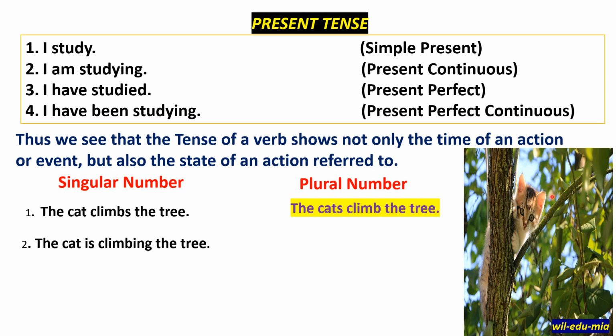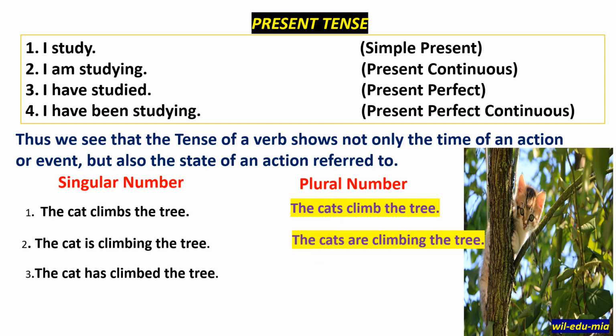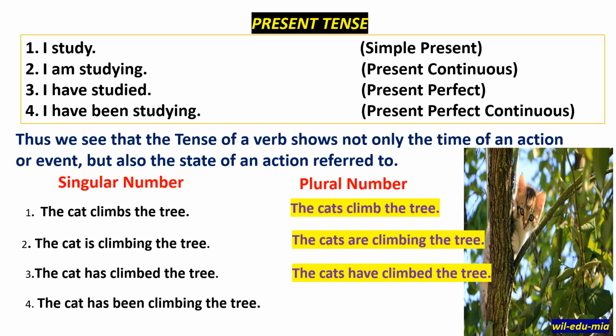I will go to the next sentence. The cat is climbing the tree. That is, it's in present continuous tense. The cats are climbing the tree. So here is climbing is changed to are climbing when the subject is plural. We'll go to the third sentence. The cat has climbed the tree. Here plural, the cats have climbed the tree. So from has, it becomes have. Fourth sentence. The cat has been climbing the tree. The cats have been climbing the tree.